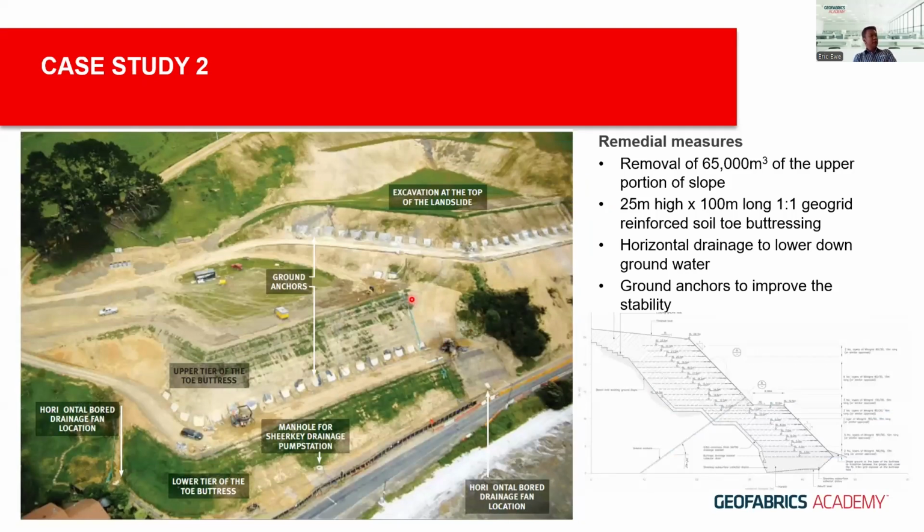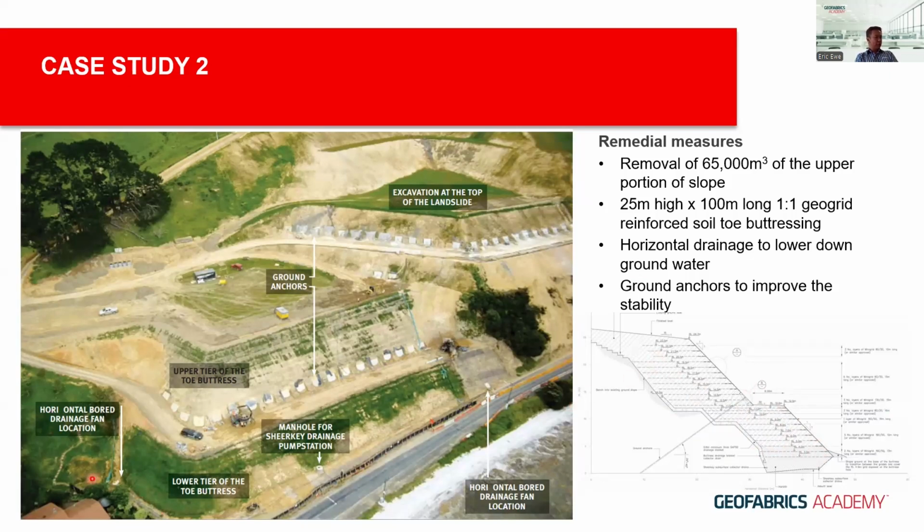So the scheme comes down to removal of about 65,000 cubes of hill slope at the upper portion, and further excavation of the loose material at the toe, replaced with around 25 meters high, 100 meters long reinforced soil slope, 45 degree, layers of reinforcement.